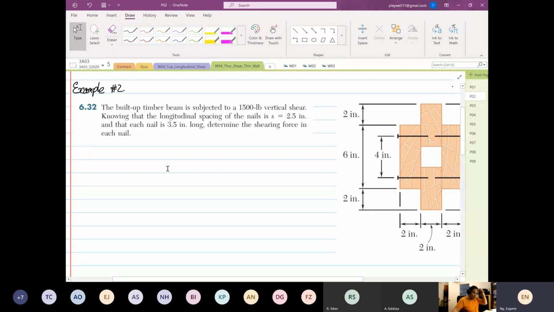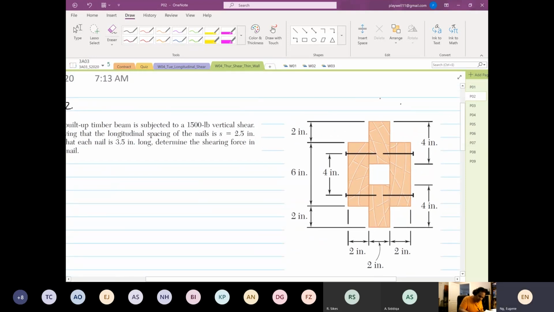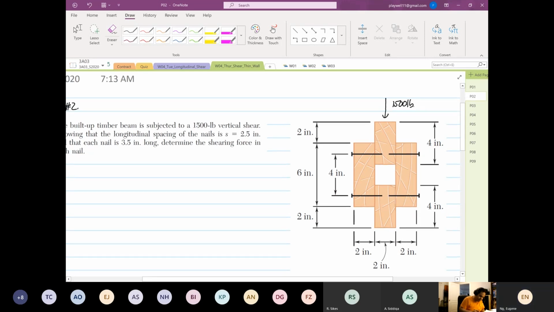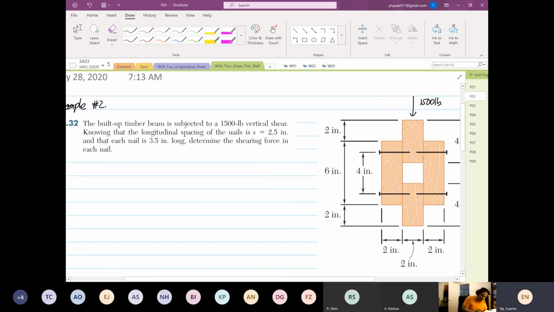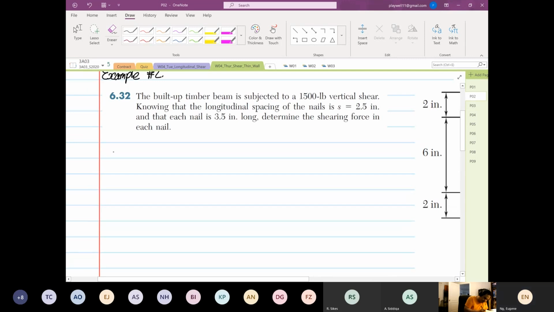So what you see now is the timber beam is subjected to a 1,500 pound vertical shear force. Knowing that the spacing of the nail S is 2.5 inch, and that each nail is 3.5 inch long, determine the shearing stress in each nail.